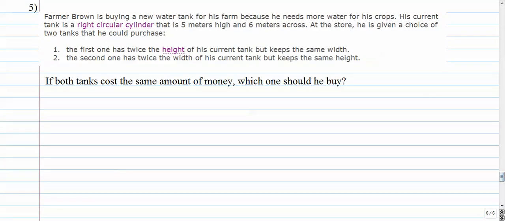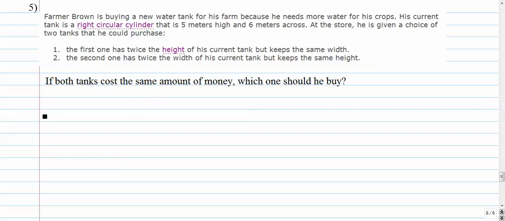Last one. So Farmer Brown is buying a new water tank for his farm because he needs more water for his crops. His current tank is a right circular cylinder that is 5 meters high and 6 meters across. At the store, he was given a choice of 2 tanks that he could purchase. The first one has twice the height of the current tank but keeps the same width. The second one has the same height but twice the width.